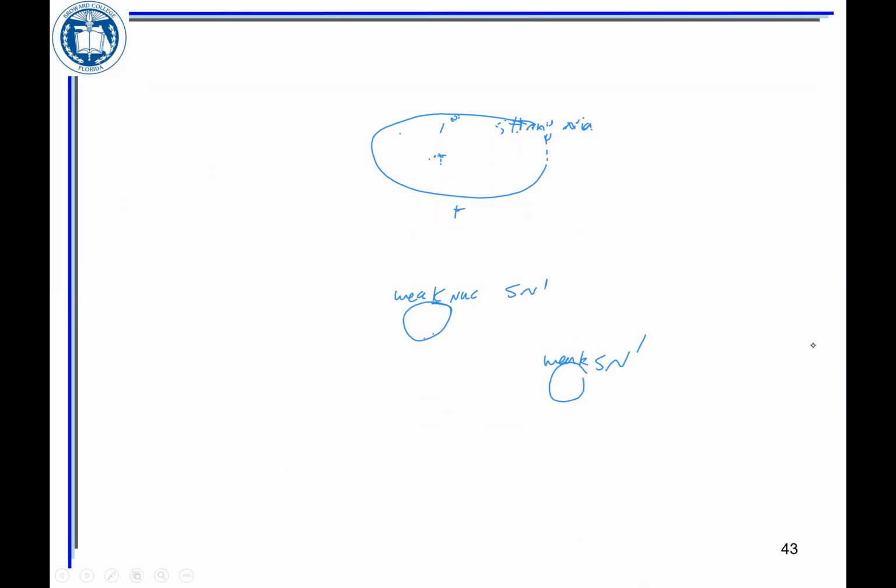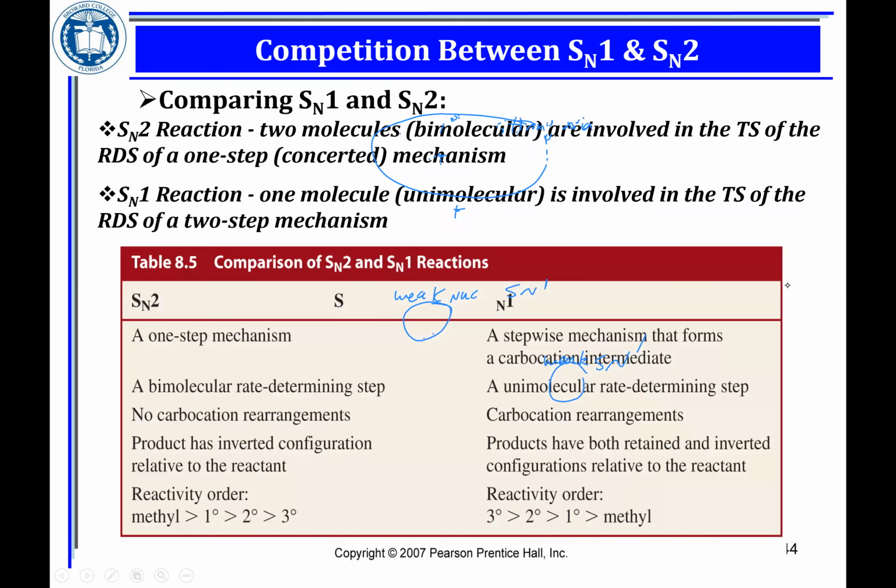Professor, would fluorine be a weak nucleophile? Fluorine is a weak nucleophile, yes. Okay.